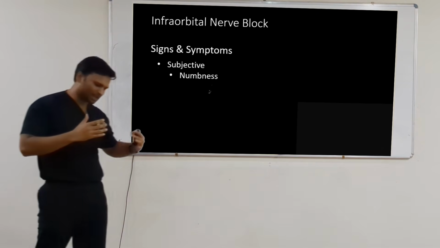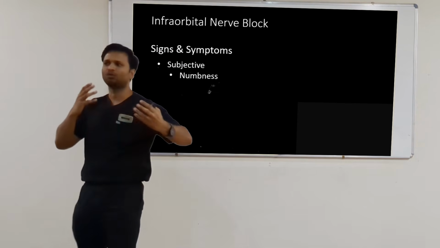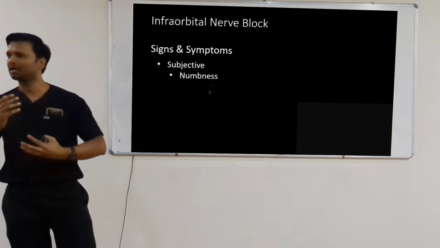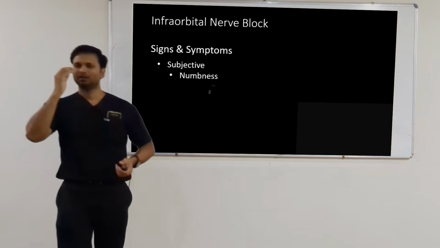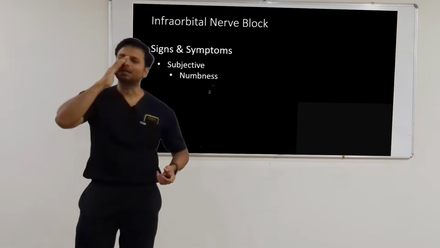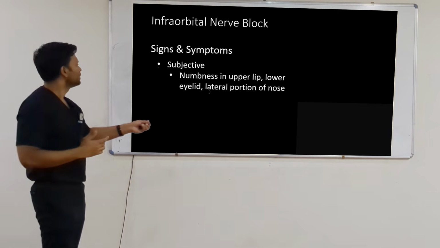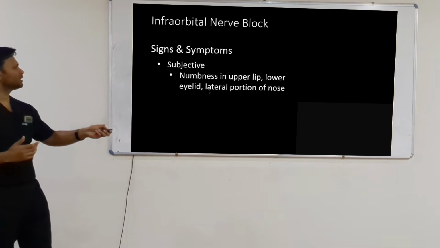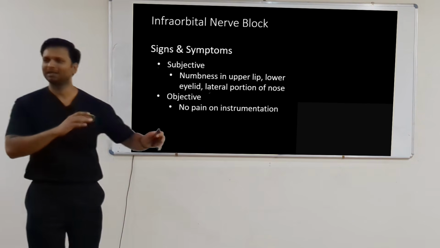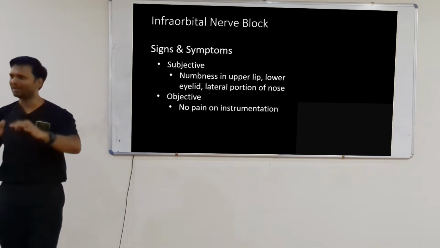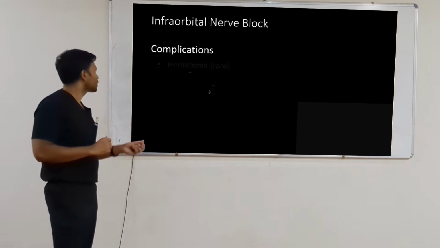So what are the signs and symptoms that you're going to see? Patient को MSA और ASA से जो anesthesia होगा वो तो पता नहीं चलेगा because it is pulpal anesthesia. Patient is going to understand the numbness in the lip region, in the lower eyelid region, in the lateral portion of the nose. इतने portion में patient को numbness feel होगा. Okay? So patient is going to feel numbness in upper lip, lower eyelid and lateral portion of the nose. And objective में हर बार यही रहेगा, there won't be any pain on instrumentation. No pain on instrumentation.